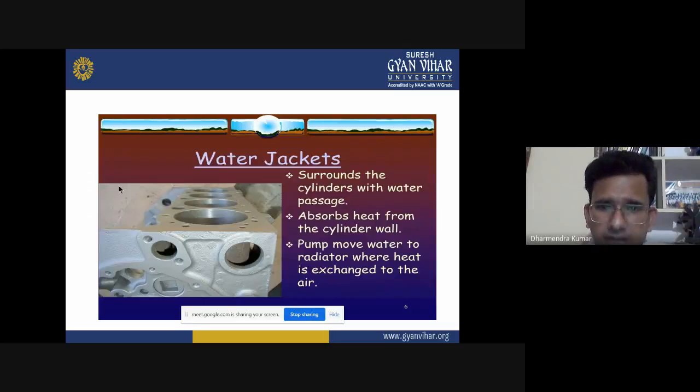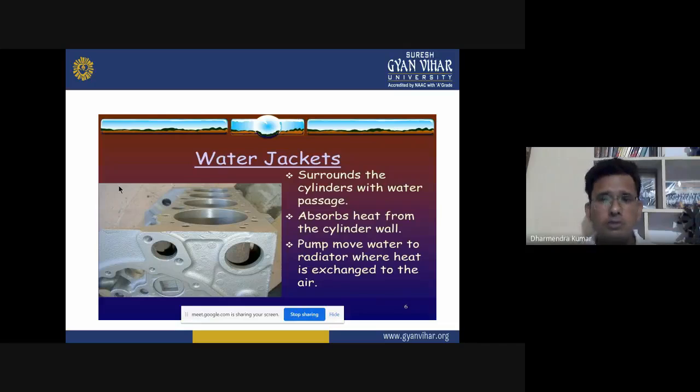Now water jackets we normally use surround the cylinder with water passages. It absorbs heat from the cylinder wall. Pumps move water to the radiator where the heat is exchanged to the air. Now, if we're talking about the water cooling system, the function of the radiator is to transmit heat, meaning it dissipates the heat to the surrounding air and chills the coolant.